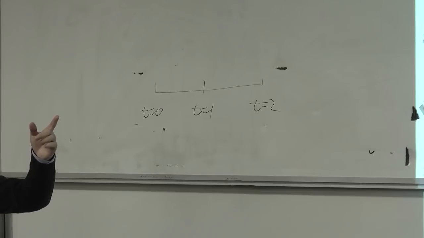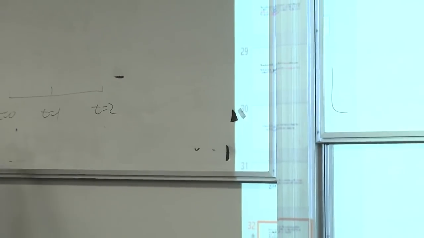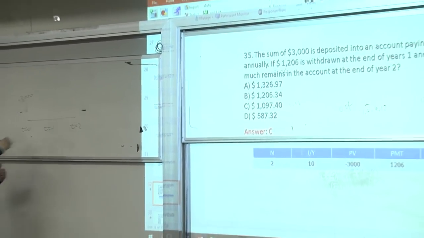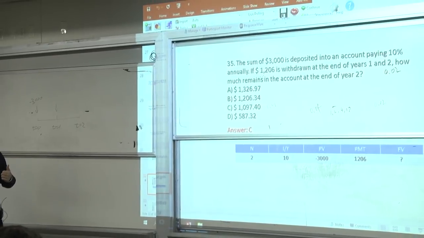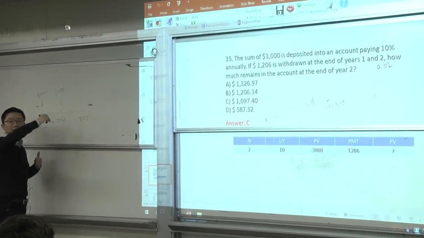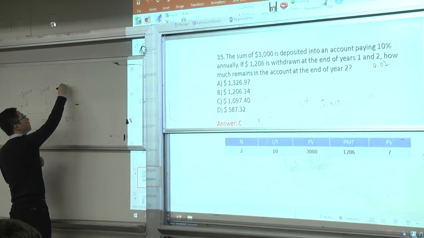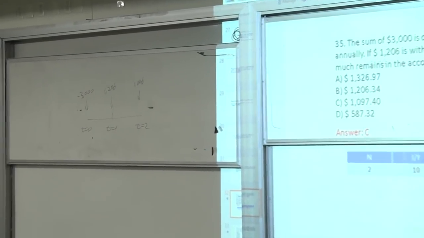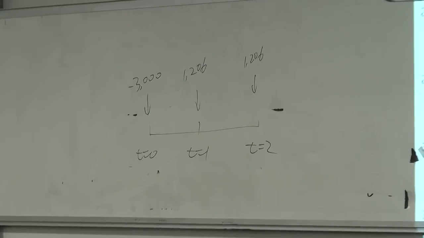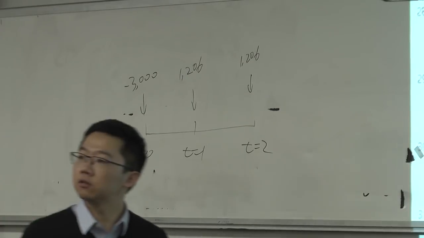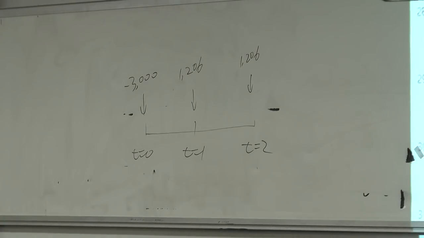We deposit $3,000 right now. So here there is a cash outflow from us. And then at the end of the first year, there is an inflow, and at the end of the second year, another cash inflow. So that's the cash flow: 3 cash flows, the initial $3,000 investment and 2 periodic payments of $1,206 at the end of year 1 and at the end of year 2. The interest rate is 10%, and the number of periods is 2.